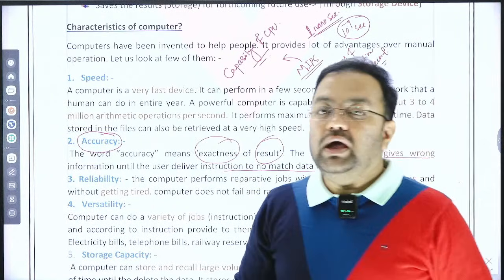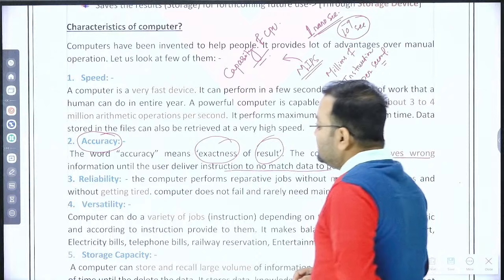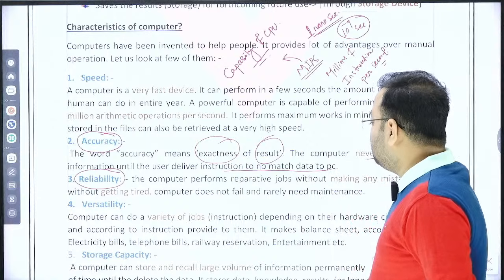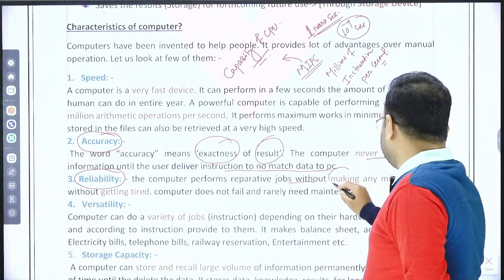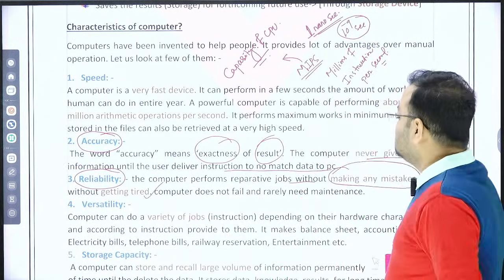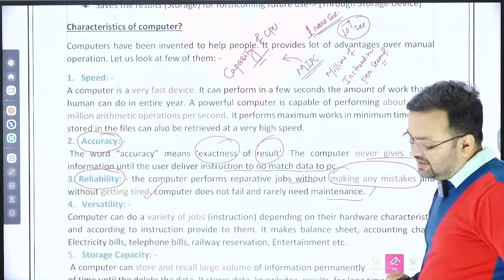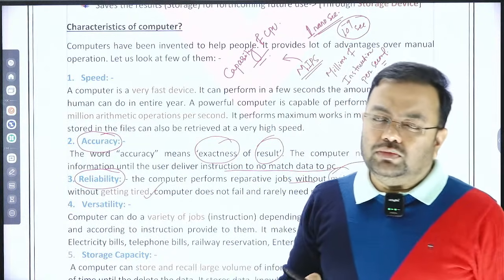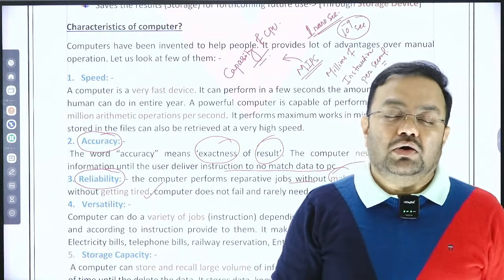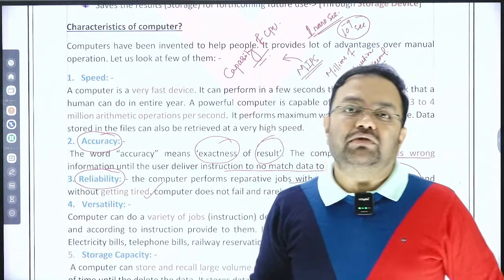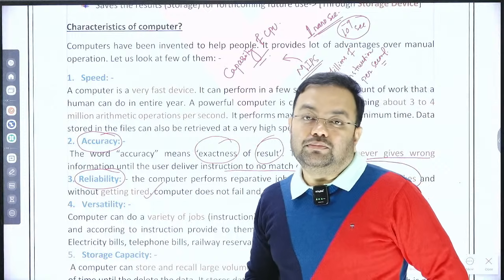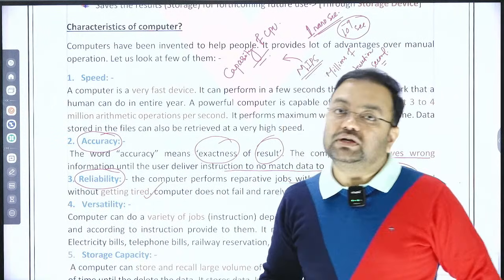That's why the term is accuracy, right? And third is reliability. Another important term is reliability. The computer can perform repeated jobs without making any mistake and without getting tired. So the computer rarely needs maintenance. Reliability means we can rely on this device. The device is very reliable. It never demands any type of overworking. Simply it needs some periodical maintenance and provides 100% correct results with great speed.